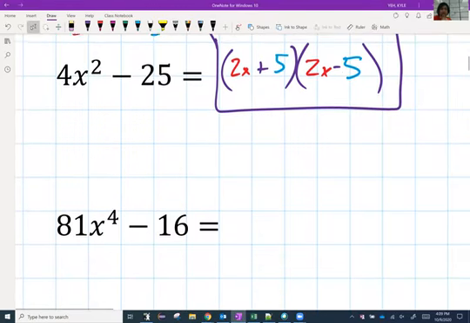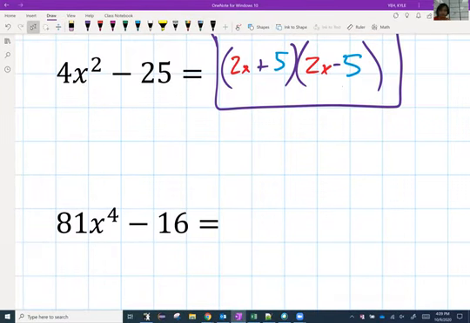Let's do one more. How about this? Factor this completely. And you might be looking at that and saying, wait a second, x to the fourth, that's not a quadratic. You're right. It's not a quadratic. It's a quartic. It's to the fourth power. But we can actually still factor this because 81x to the fourth is a perfect square. 9x squared would be, 9 squared is 81, x squared is x to the fourth.